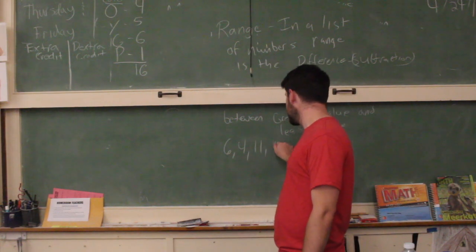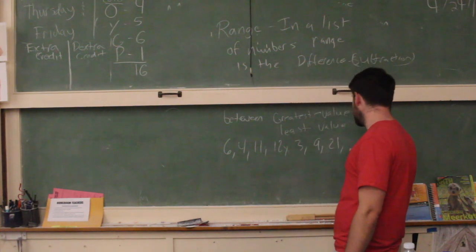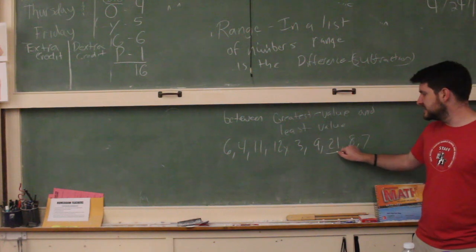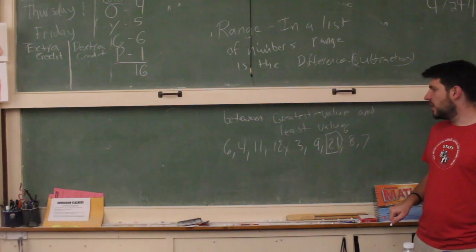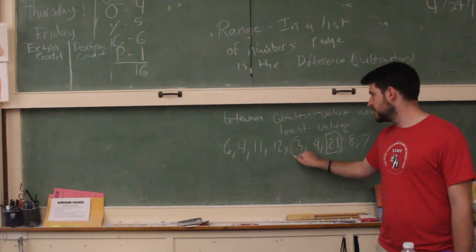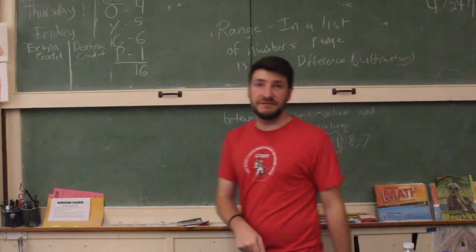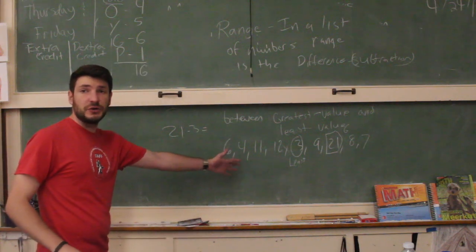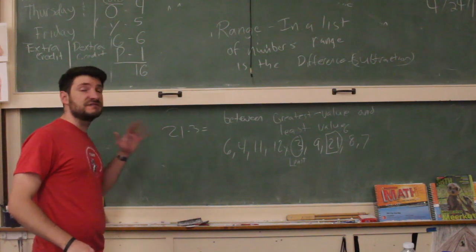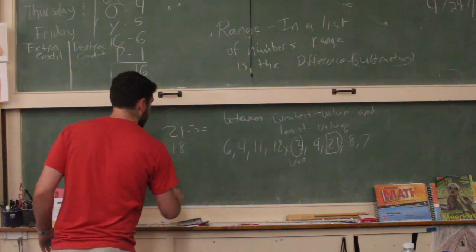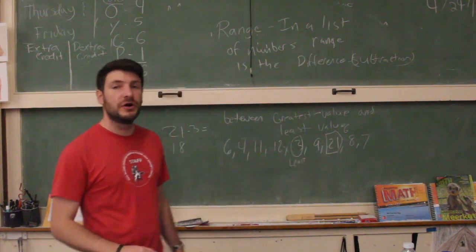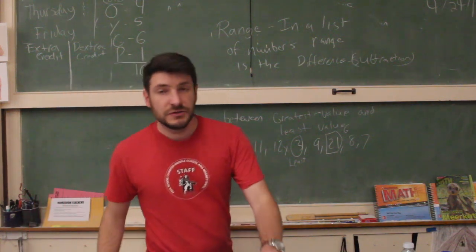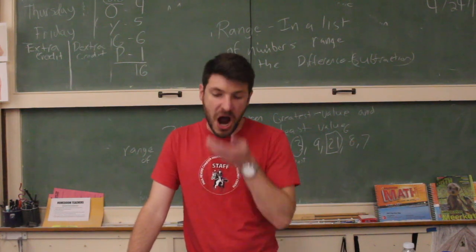6, 4, 11, 12, 3, 9, 21, 8, and 7. Our greatest value in that number category is this 21. That's our greatest. Our least value in this number category is 3. That is our least. So we're going to take the difference of the two, 21 minus 3, and we find that between our least value and our greatest value, there is a range of 18. That means if you're going to go on a number line and go from 3 to 21, you'd have a range of 18. That's how we find our mean, median, our mode, and our range.